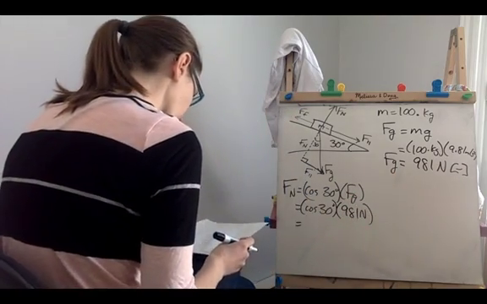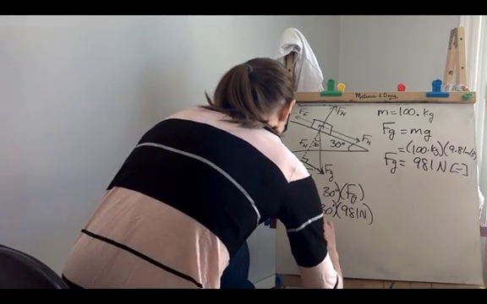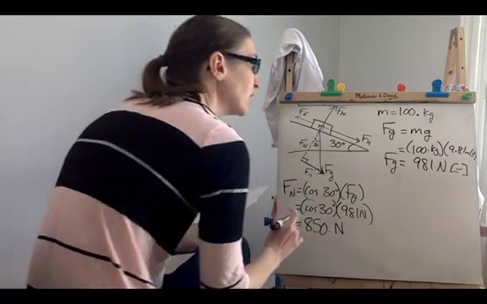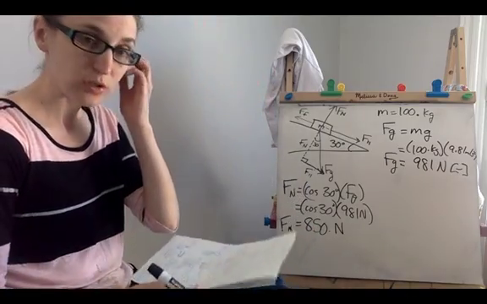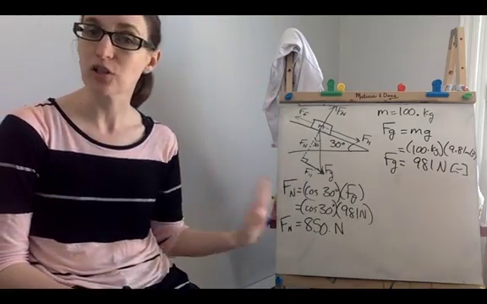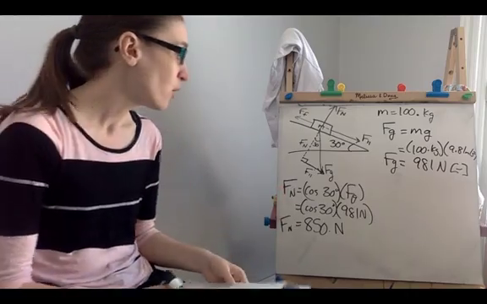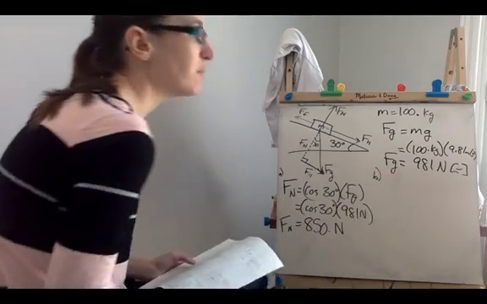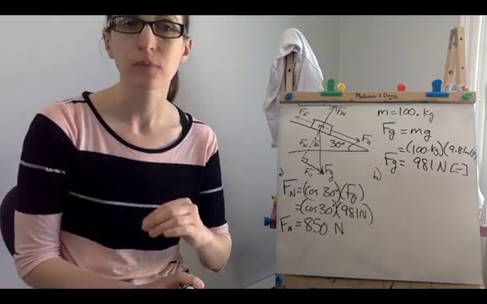So our normal force in this case now would be 850 newtons. Okay, so there's our normal force. That was the answer to part A, just finding the normal force. Now, part B has asked us to find what's the minimal force of friction.